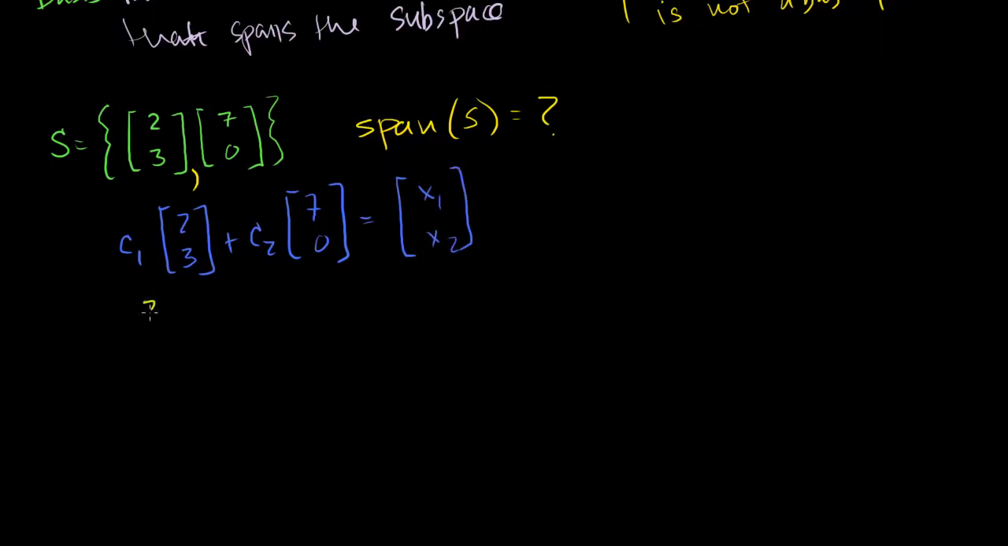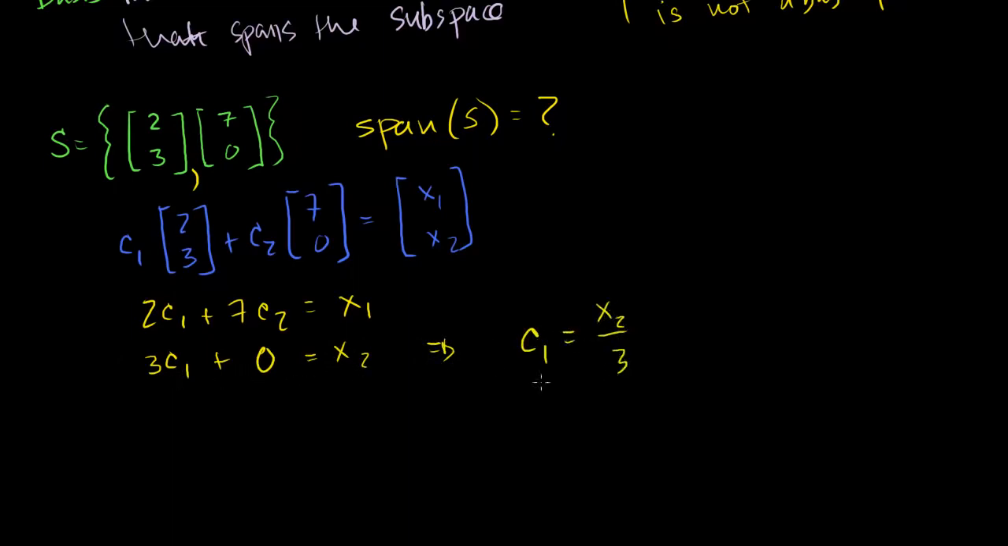So we get 2c1 plus 7c2 is equal to x1. And then we get 3c1 plus 0c2 is equal to x2. If we take this second equation and divide both sides by 3, we get c1 is equal to x2 over 3. Then if we substitute that back into the first equation, we get 2 times x2 over 3, which is 2/3 x2, plus 7c2 is equal to x1.